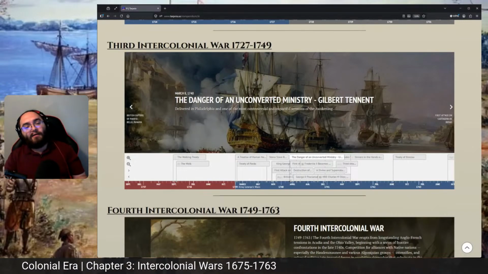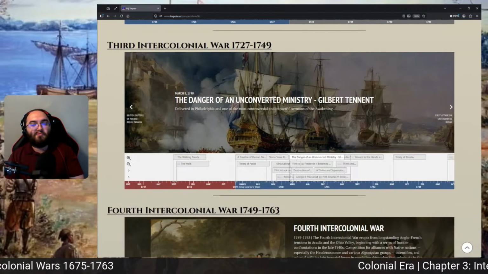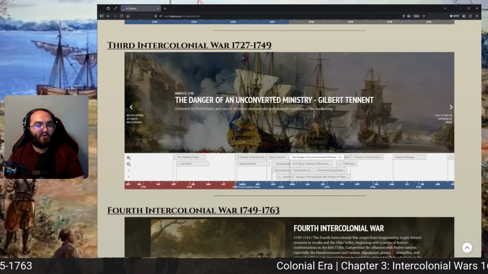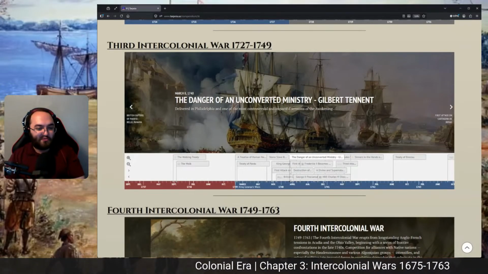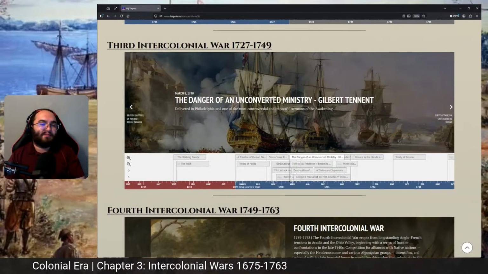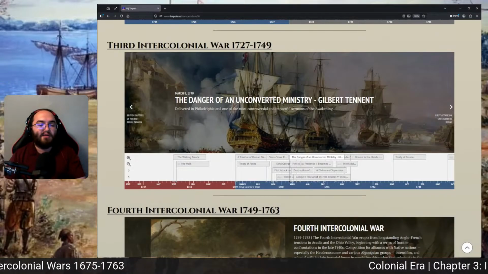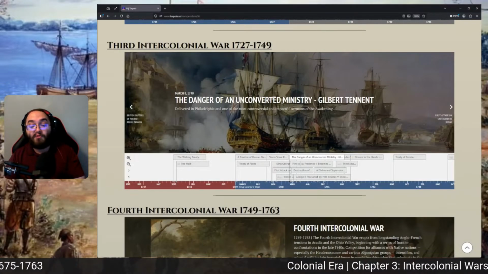Now, again, we have a tradition at Amending America to revise a lot of the nomenclature of time periods and also of different wars, like not calling it the War for Jenkins' Ear, but instead calling it the War for the Asiento.